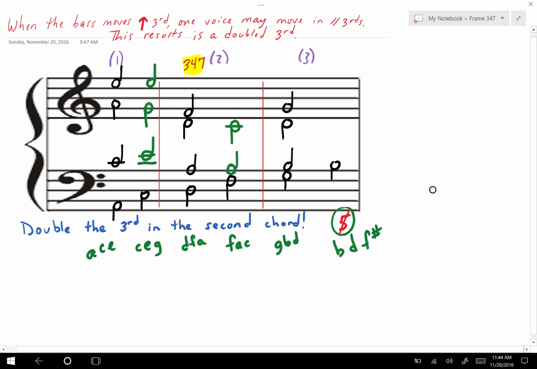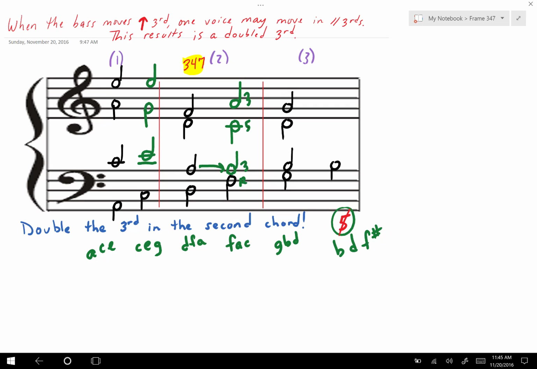and instead of doubling the root here in the soprano, because of that static motion it creates with the soprano and the tenor, what I can do is take this F and move it up to double the third, which is less static motion. And that's also acceptable. Here we have a third, and here we have a third with only one root and one fifth.